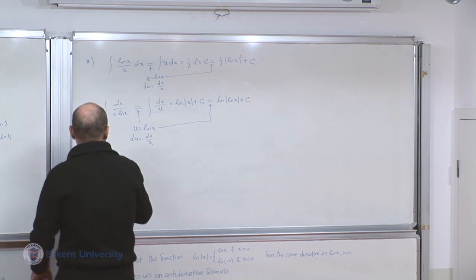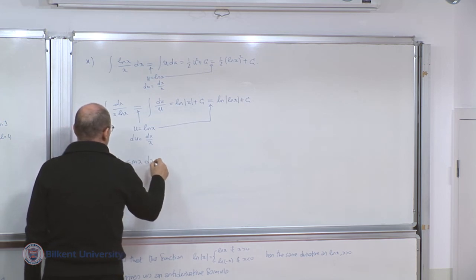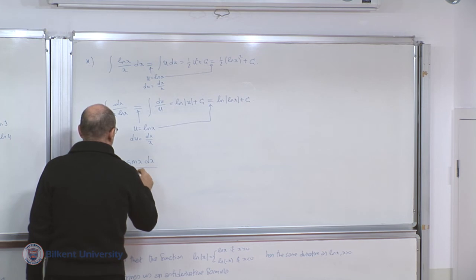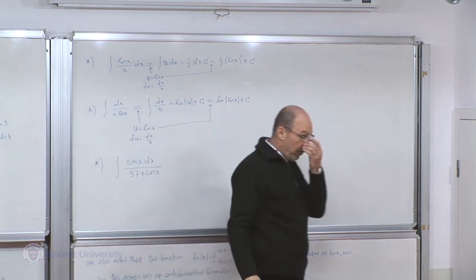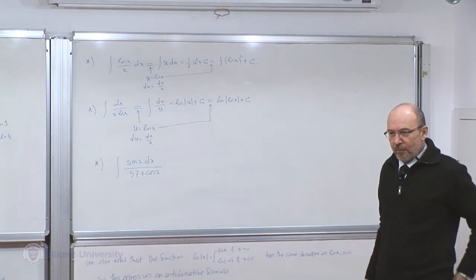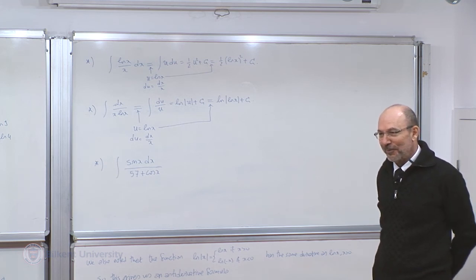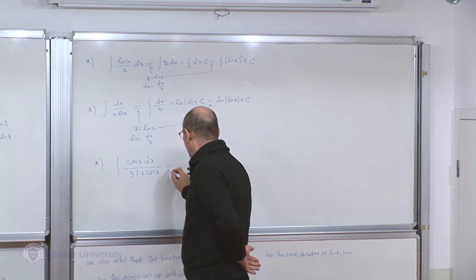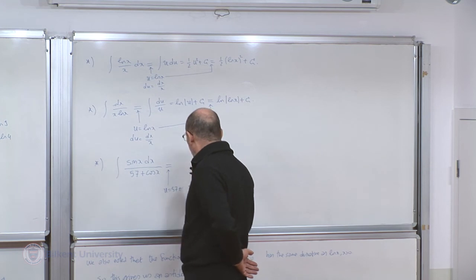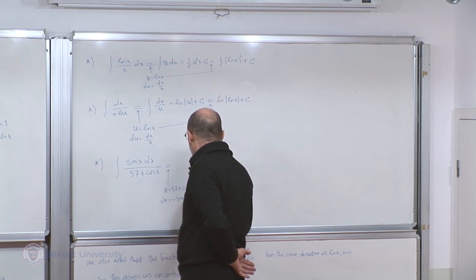So how about something like this? Integral sine x dx over 57 plus cosine x. What do we do now? So let us try this. u equals 57 plus cosine x. Then du is minus sine x dx.